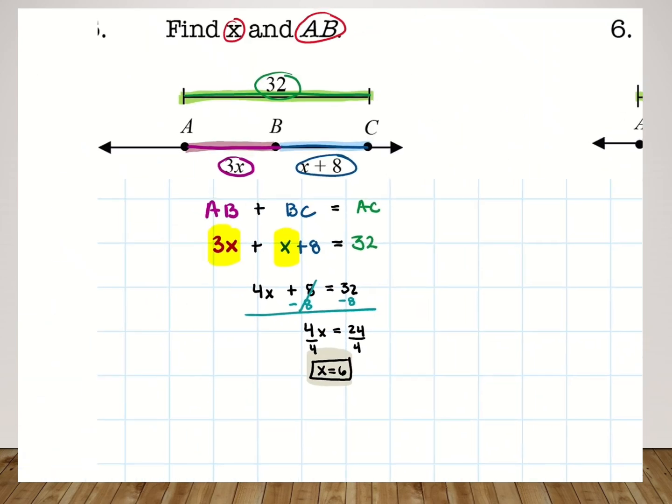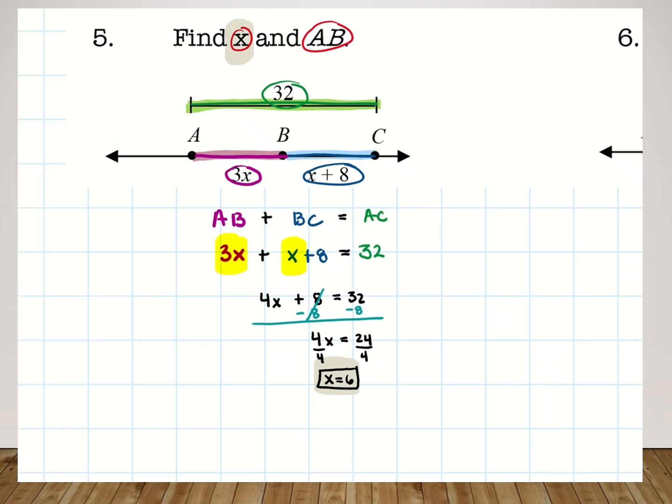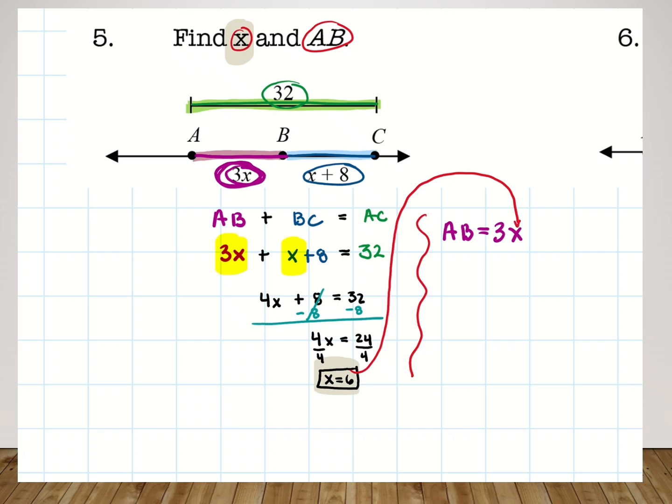So then if I go back to the instructions for the problem, it's asking me to find x, but it's also asking me to find the length of AB. So we are halfway there. So what do we know? We know AB is 3x. In other words, it's 3 times x. So if we know that x is 6, we would just simply substitute it.